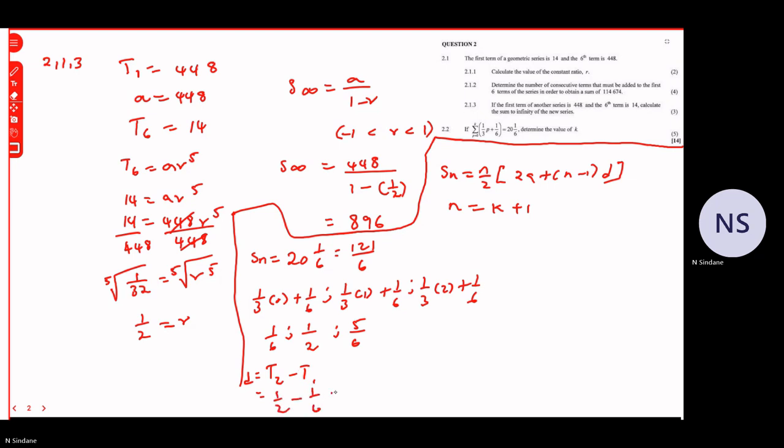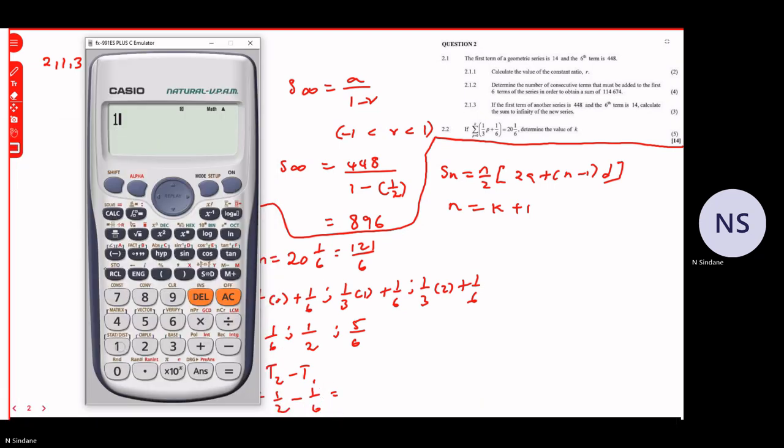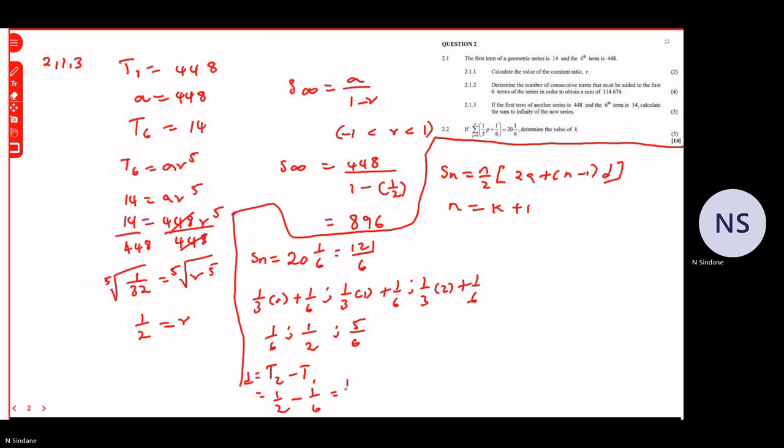And then T2, I have half minus 1 over 6. This will give me what? Half minus 1 over 6. 1 over 2 minus 1 over 6. I'm getting 1 over 3. Right? So I have the difference. I also have the first term. So I can substitute now. Substitute where? Here.